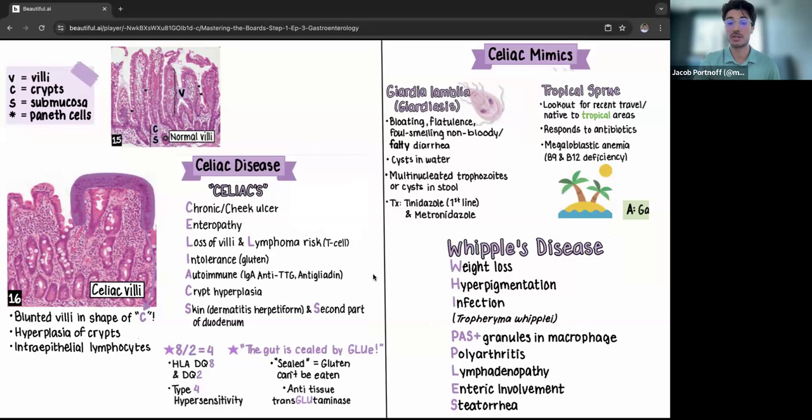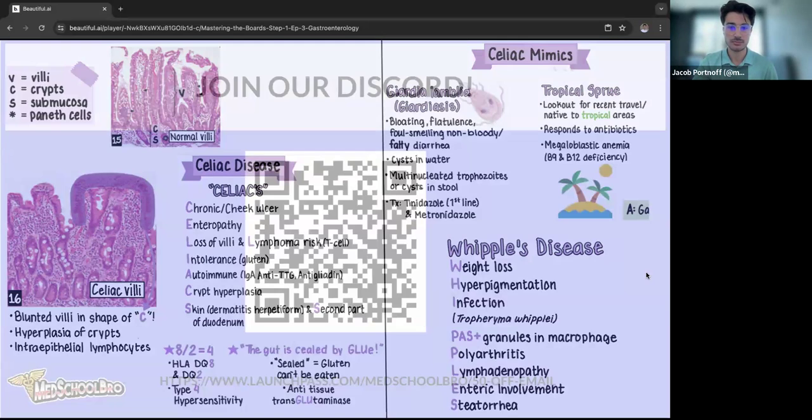And you're going to look out for the differentiating factors, like travel history to tropical areas or responding to antibiotics. You're going to somehow relate to the cysts in the stool or the stool sample for Giardia. For Whipple's, they often will test this PAS-positive feature, so look out for that. And then also you're going to get these other features like the weight loss, hyperpigmentation, lymphadenopathy, etc.